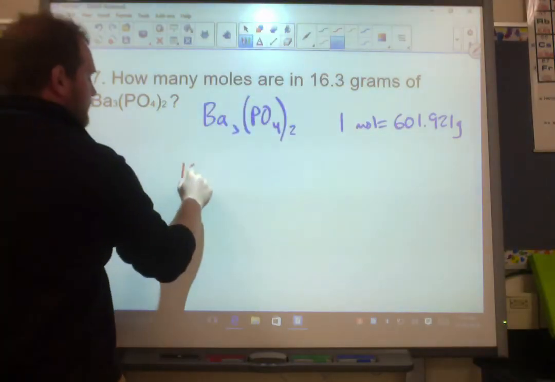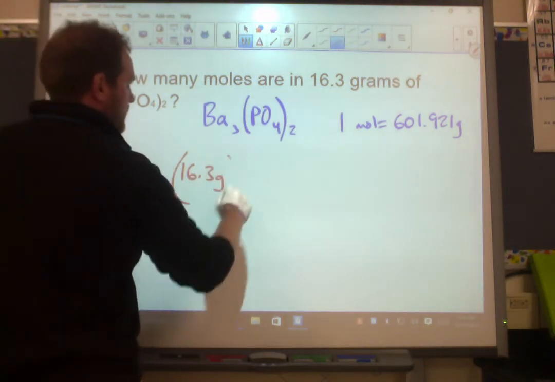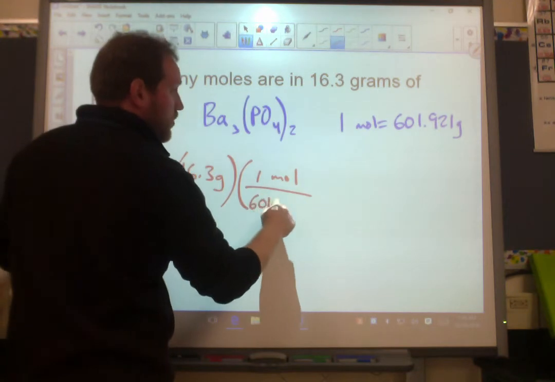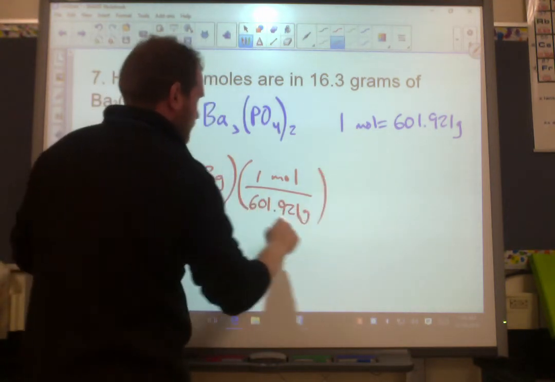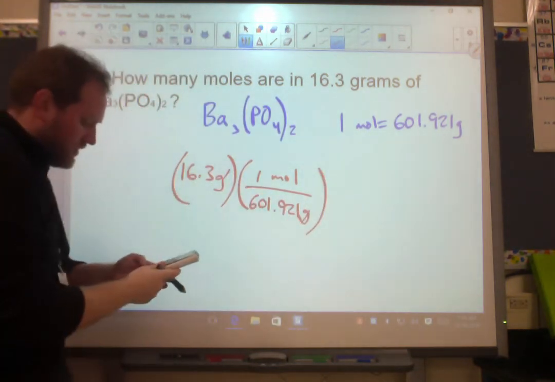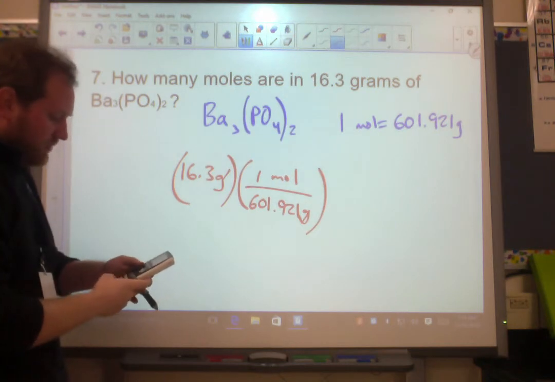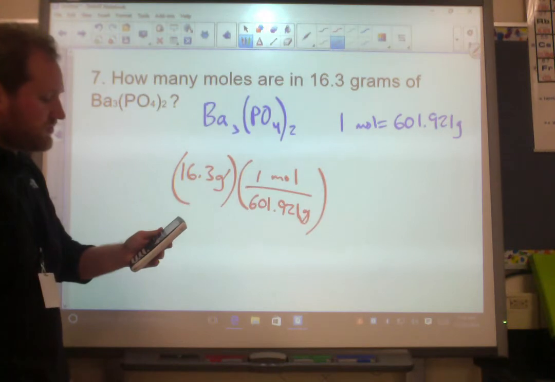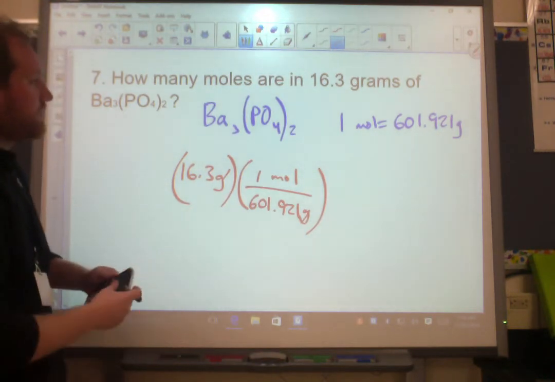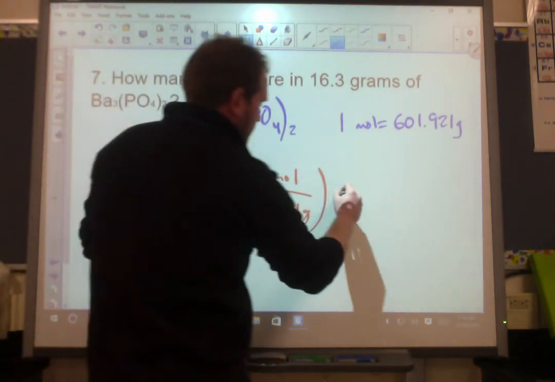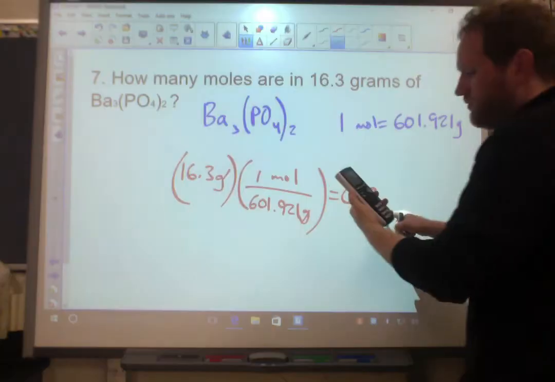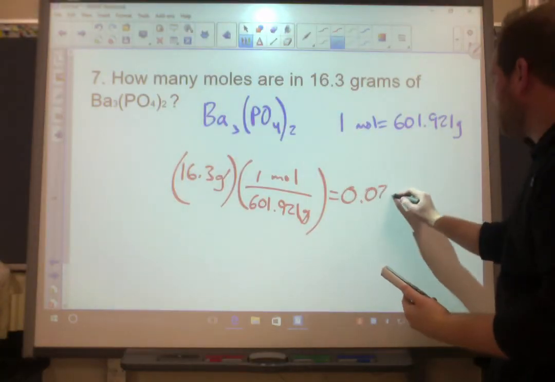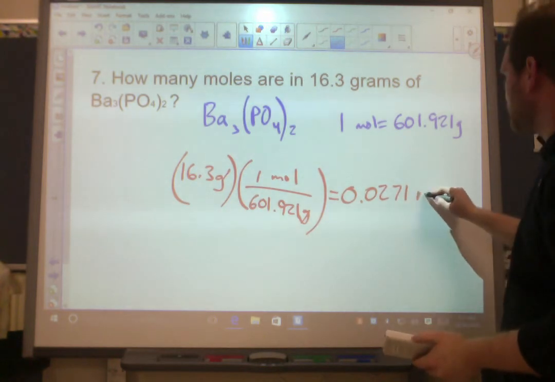So I'm given 16.3 grams times 1 mole over 601.921 grams. Cancel, cancel. 16.3 divided by this number gives me 0.0270799 and so on. 3 sig figs. I'm going to say 0.0, and remember that 0 does not count, 271. And my unit, moles.